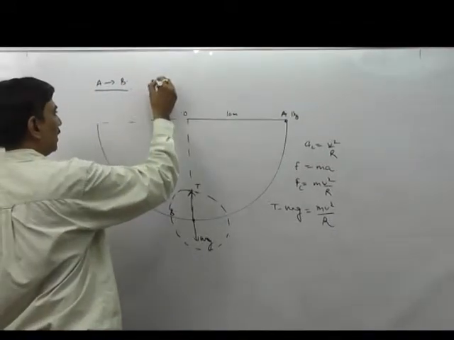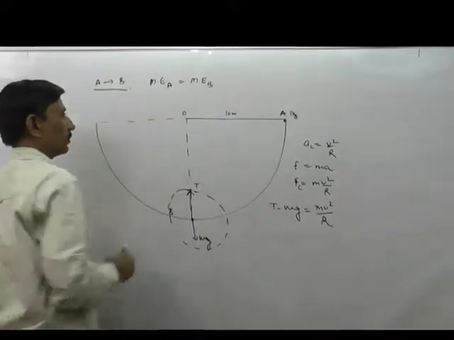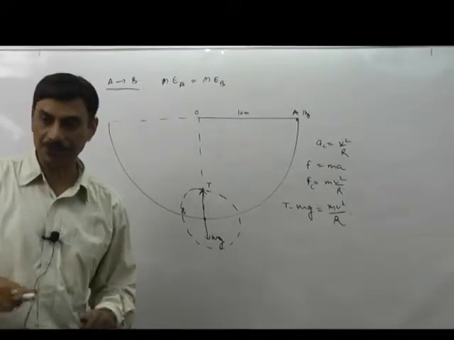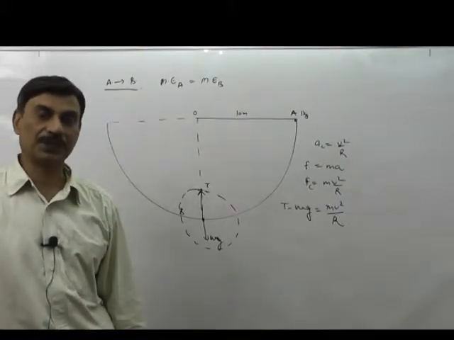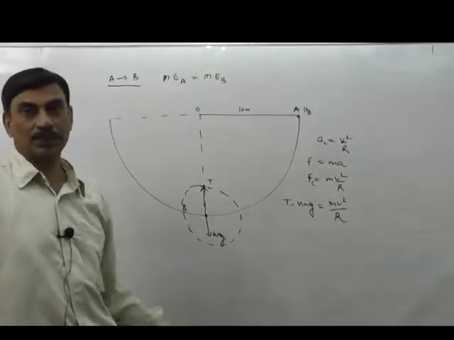That is, mechanical energy at A is equal to mechanical energy at B. There is no loss of any energy, be it potential, be it kinetic. There are no dissipative forces, friction, etc. So the total mechanical energy over here is equal to the total mechanical energy over here.